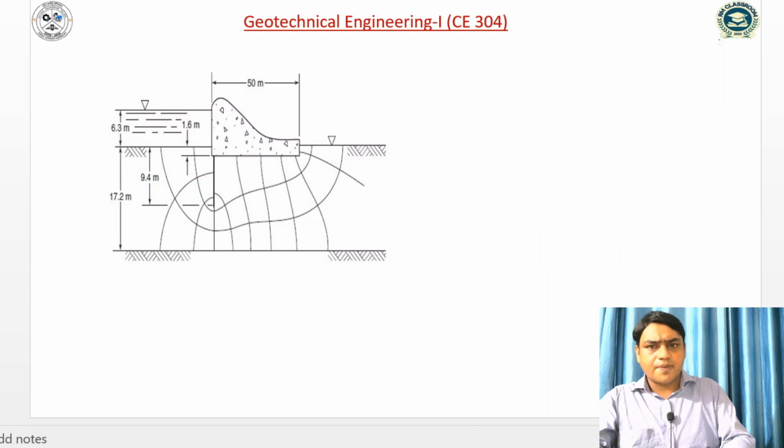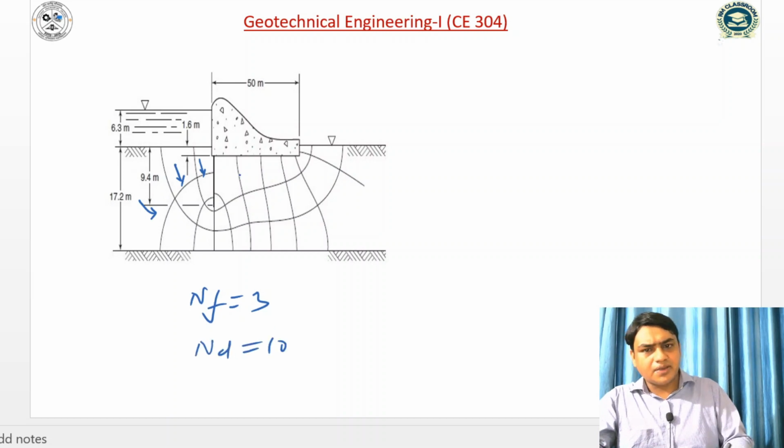Similarly, in another example I have taken here, we can take 1, 2, 3. So NF is equal to 3. Similarly, equipotential drops 1, 2, 3, 4, 5, 6, 7, 8, 9. So I think it is the same example. So ND is equal to 10. Once we have read the values of NF and ND, we can compute the seepage discharge.